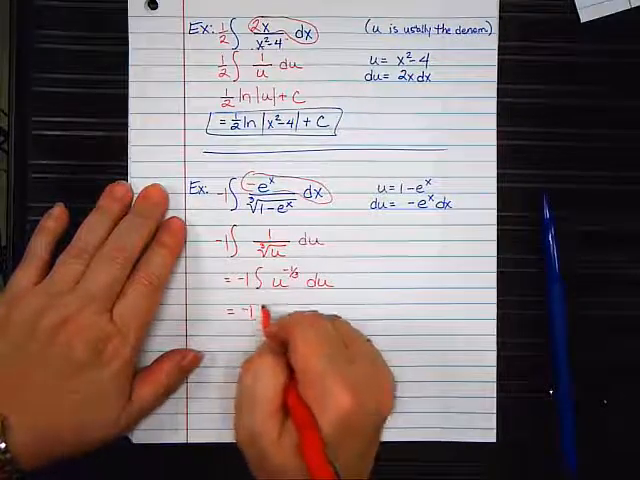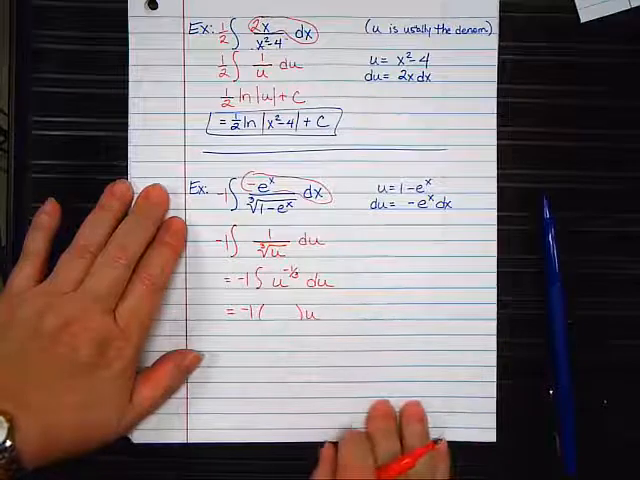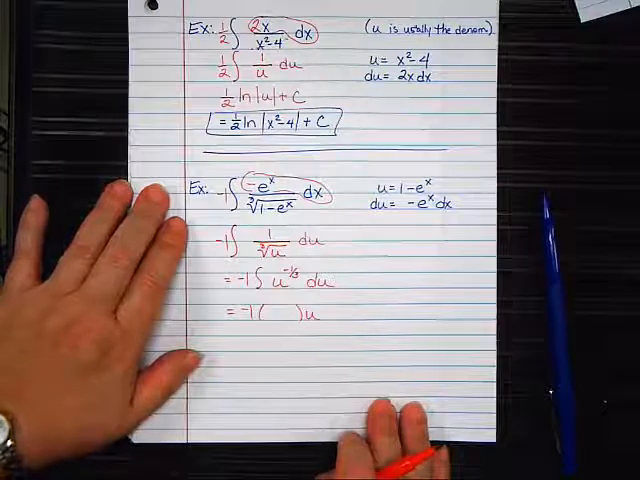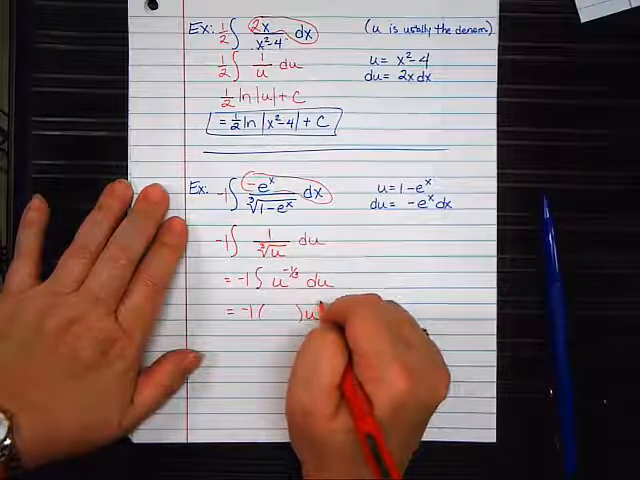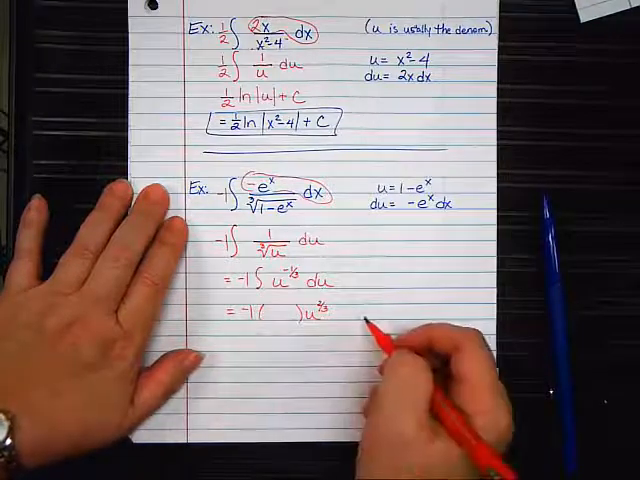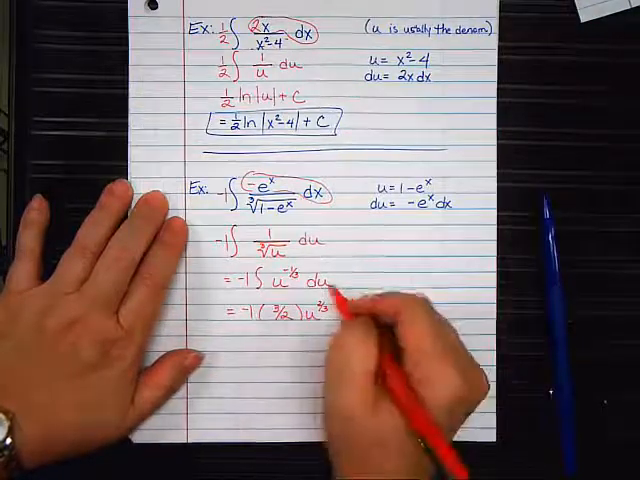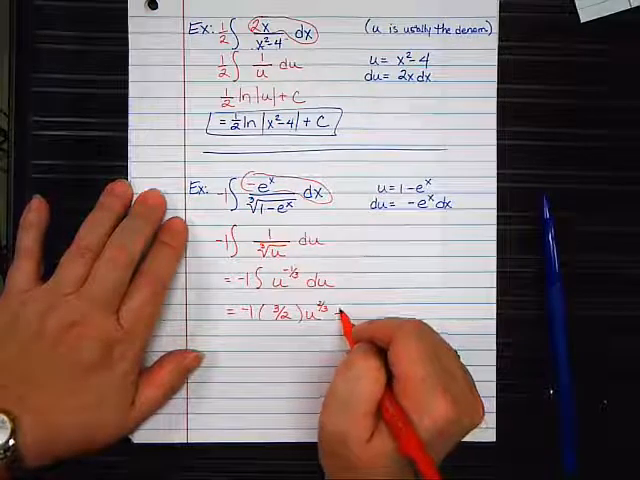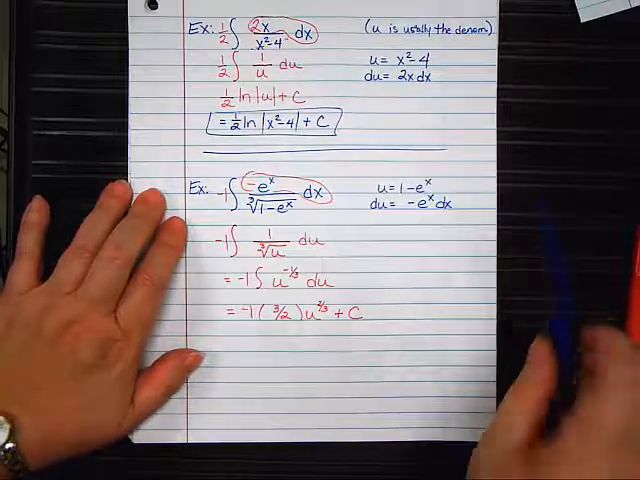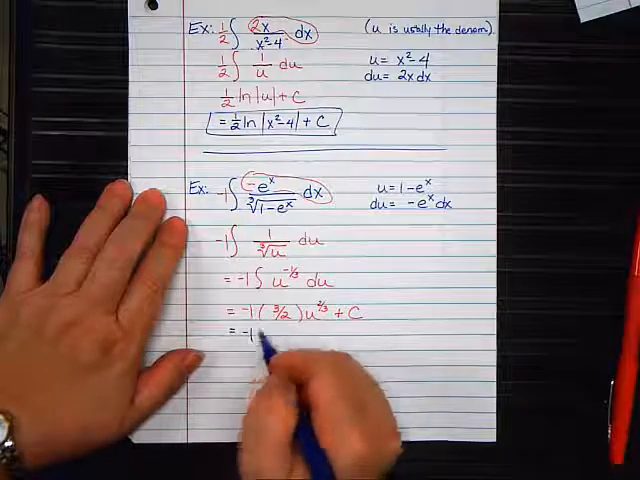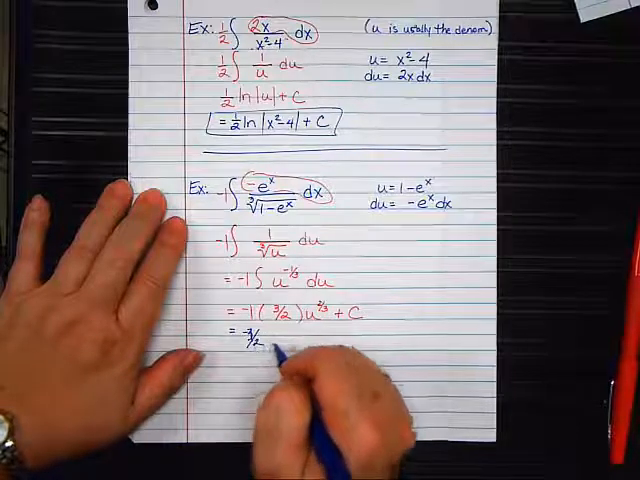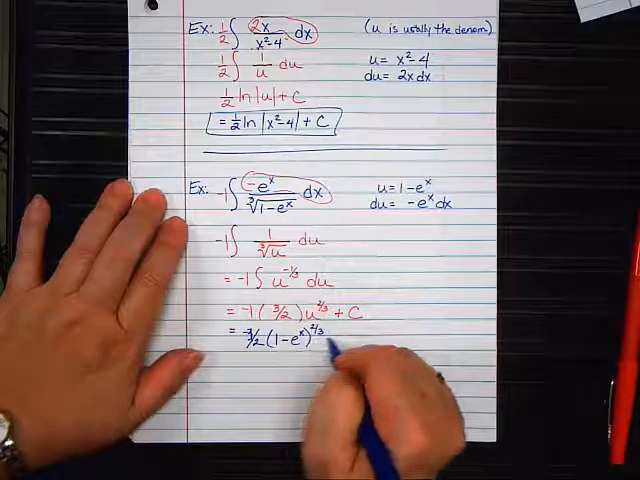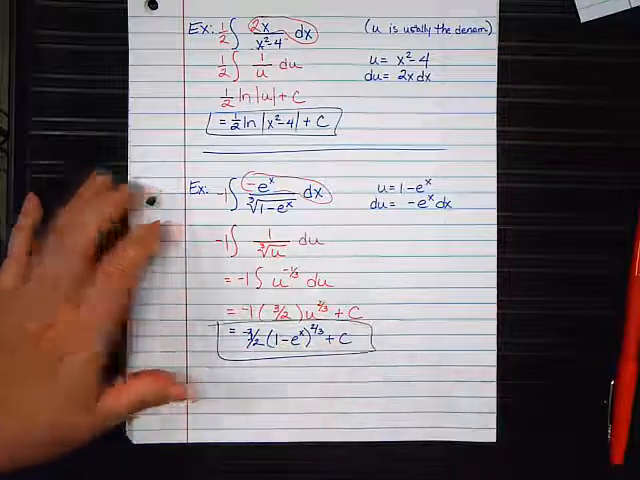So we're going to do negative 1 parentheses. Write the u. What power will negative 1/3 become? Positive 2/3. It goes up. In the parentheses goes a 3/2. The du and the integral fall off because I'm done raising the power. But what do I need on the end? Plus c. And now it's time to switch it back to x's. Negative 3/2 parentheses 1 minus e to the x to the 2/3 plus c. There it is.